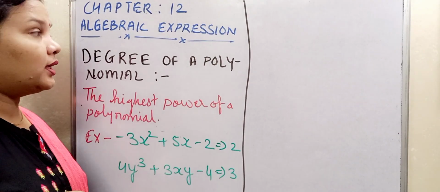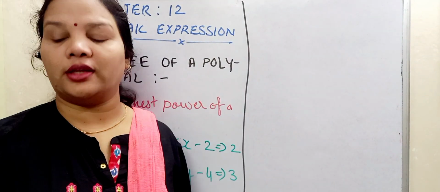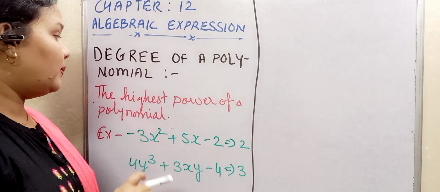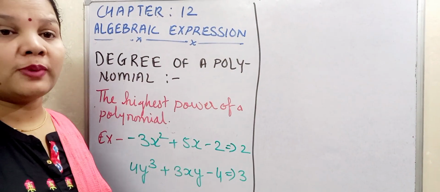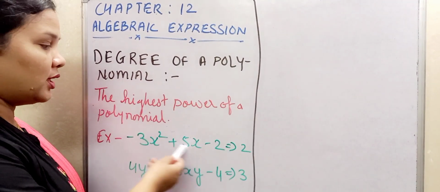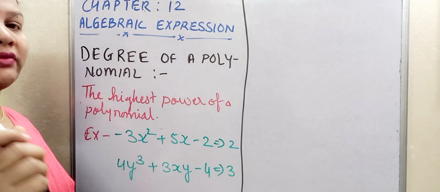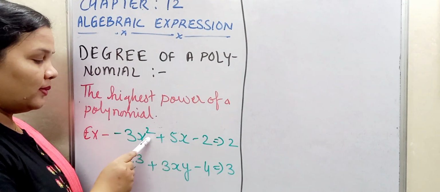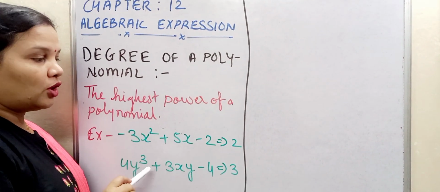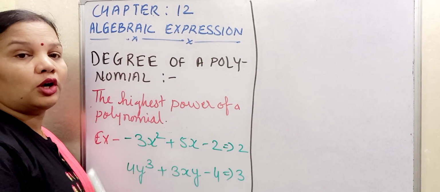Now the next important thing is the degree of a polynomial. What is the degree of a polynomial? As I told you earlier, degree, index, power, exponent are all similar. So the degree of a polynomial is the highest power in the polynomial. You have to check which term contains the highest power. Just look at this example: 3x square plus 5x minus 2. You only have to check the power of the variable. In the first term the power of x is 2, but in the second term it is 1. So what is the degree of the polynomial here? 2 is the degree, because it is the highest power of this polynomial.